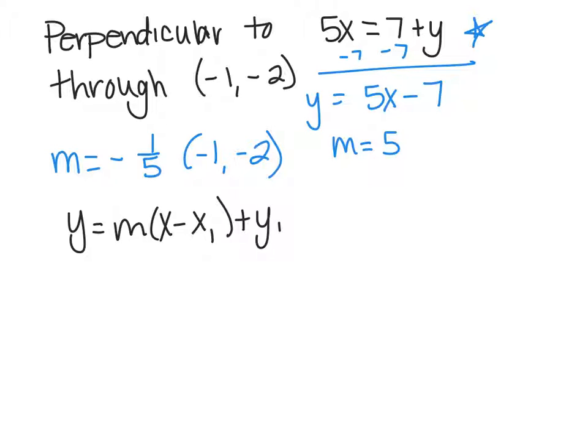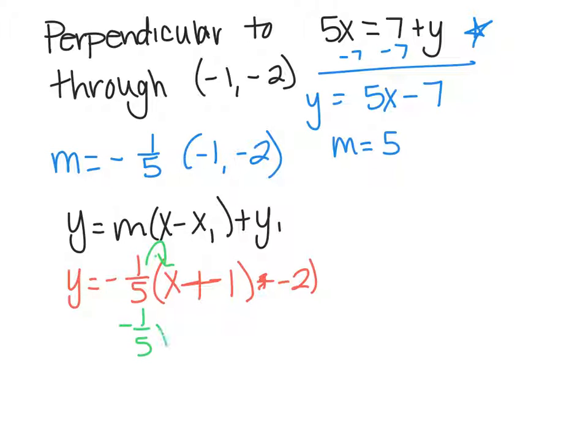So when I plug in the given information, I get y equals -1/5 (x minus -1) plus a -2. So I don't need this plus sign, and this becomes a plus. So when I distribute this, I'm going to get -1/5 x minus 1/5 minus 2. So my final solution here is y equals -1/5 x minus 11/5.